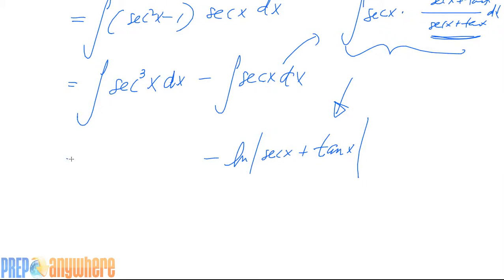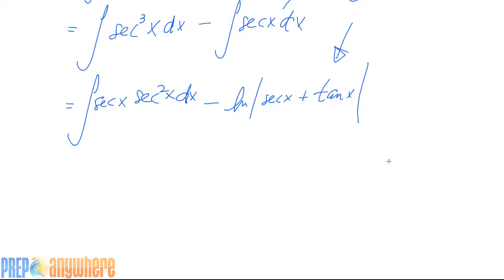Now for this one we have to do it by integration by parts. So we're going to separate into secant of x and secant squared x dx. Now you let u equal something that you want to differentiate, and dv equal something that you know is easy to integrate. So that's easy to integrate, that's just going to give us v to be tangent of x.